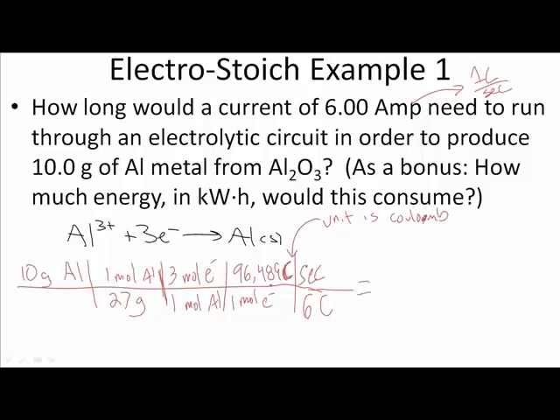So fancy crossouts: coulombs cross out, moles of electrons cross out, moles of aluminum cross out, and grams cross out. So what unit am I left with? Seconds, or time, which is exactly what I want here. So guys, calculate this out. Make sure that I did it correctly. And let's convert this to hours.